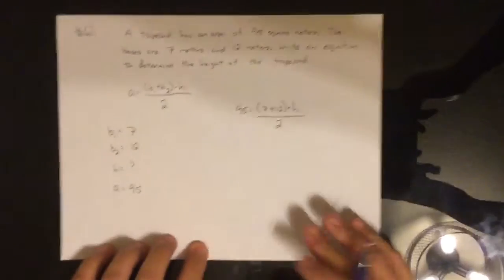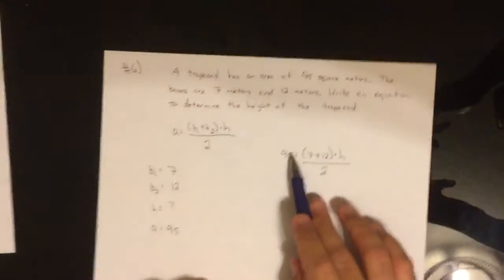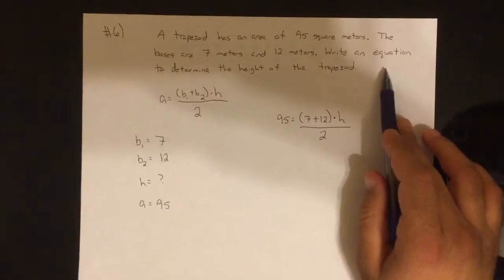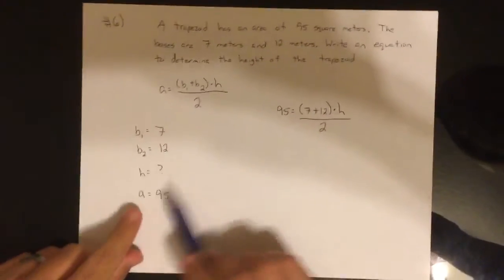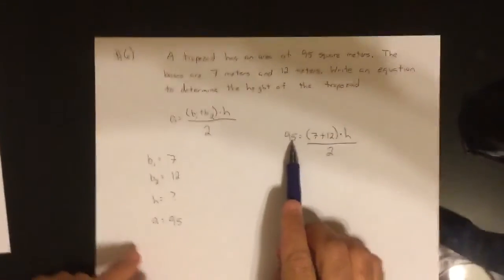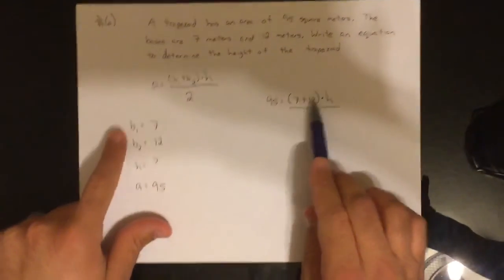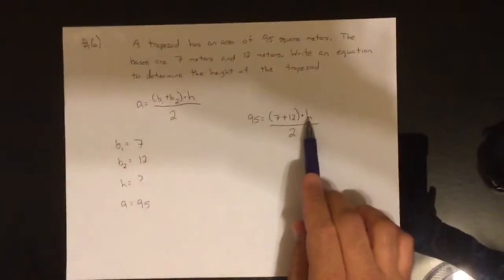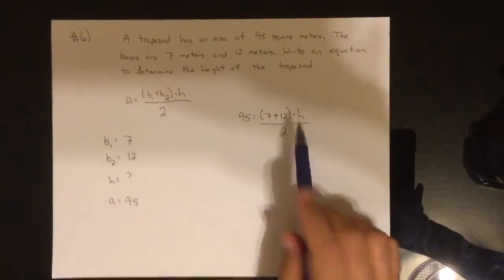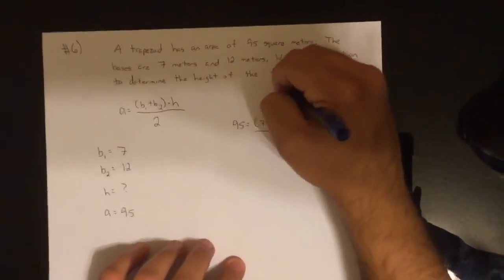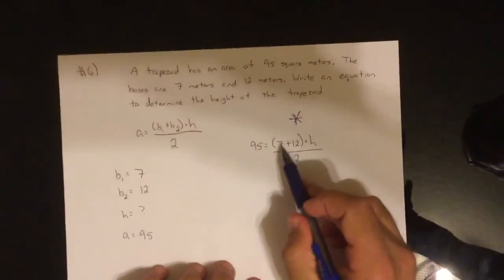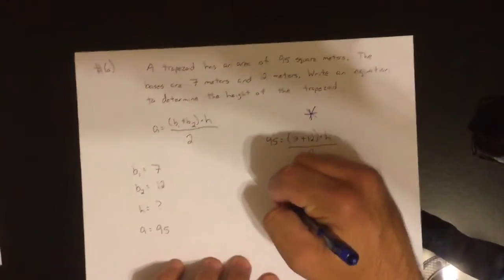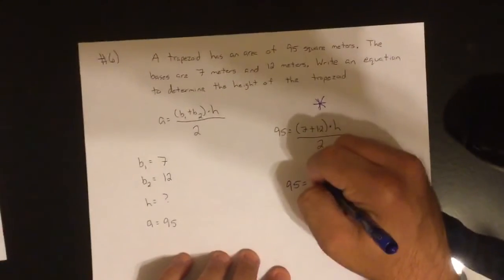All right, this time we're working backwards. It gives us the area. It says to write an equation. Well, here's our formula. We plug it in. The area is 95. Base 1 is 7. Base 2 is 12. We're solving for the height. So guys, here's your equation piece. Let's solve it. 7 plus 12 is 19.